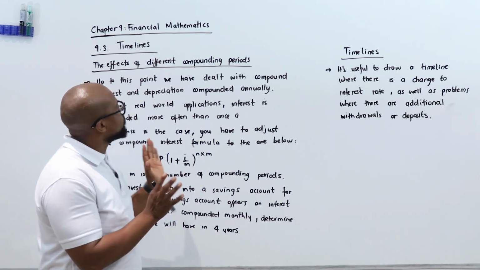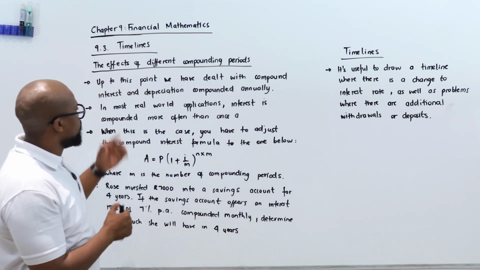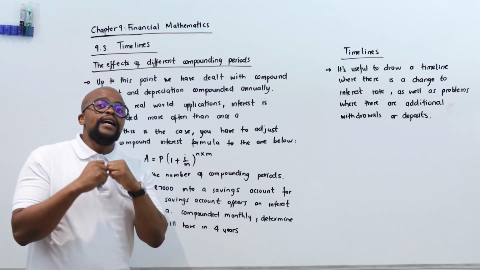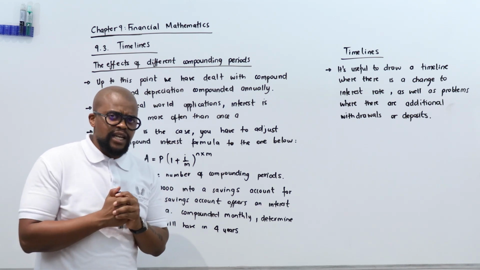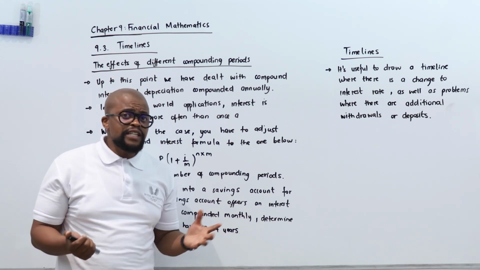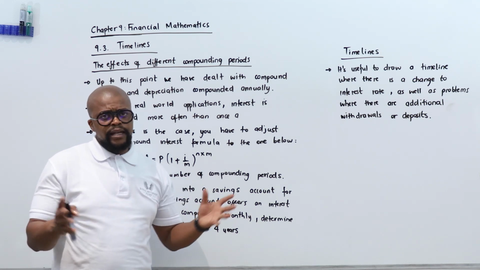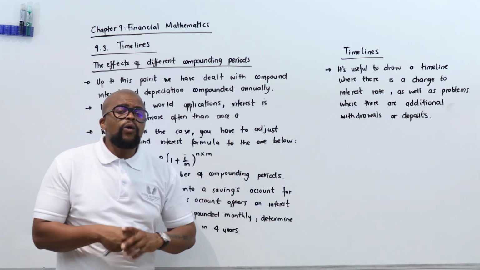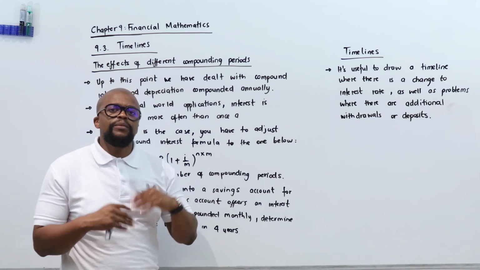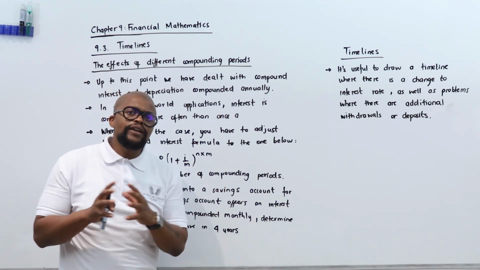Up to this point, we've dealt with compound interest and depreciation only compounded annually, and as I said, that's not always the case. If you look at most real-world applications, interest is most often compounded more than once in a year. I spoke about examples around loans as well as investments. Let's say you're paying back your vehicle or your house. You have a loan from the bank, and they need you to pay the money back on a monthly basis. That needs us to readjust the interest, so that interest is then compounded on a monthly basis.